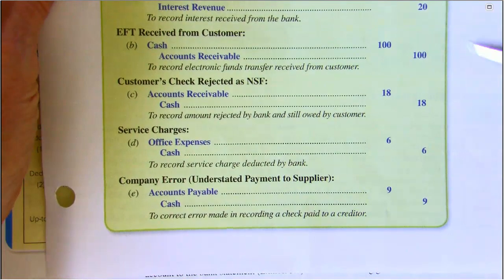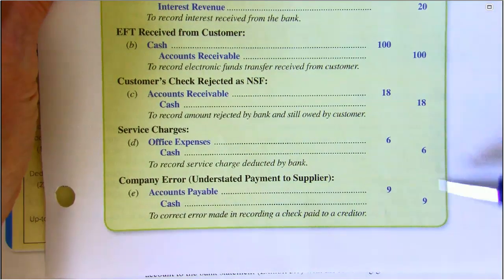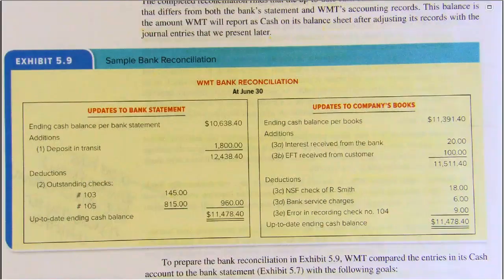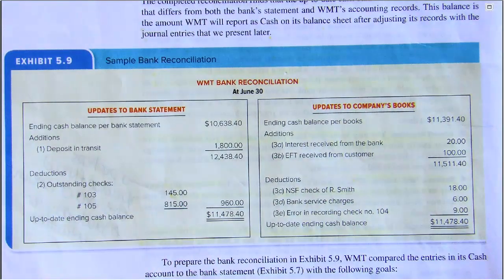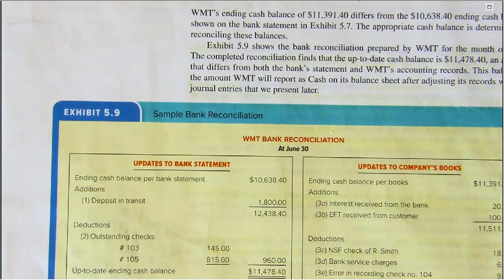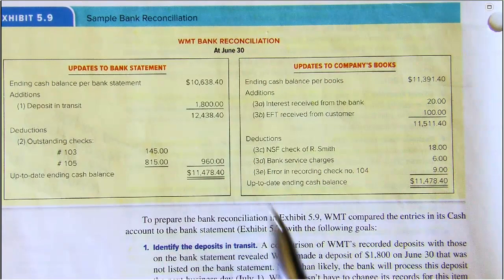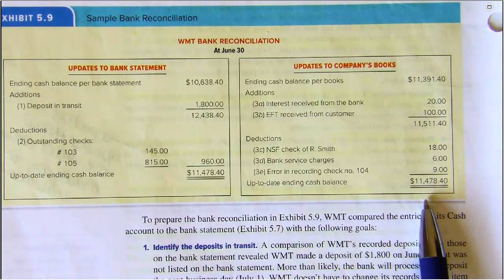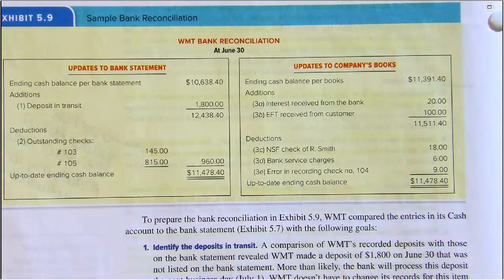We would post each of these journal entries to the T account, and after posting, our T account, instead of stating $11,391.40, if we correctly did our journal entries, the ending balance of the T account should equal the reconciliation ending balance or up-to-date balance for cash.